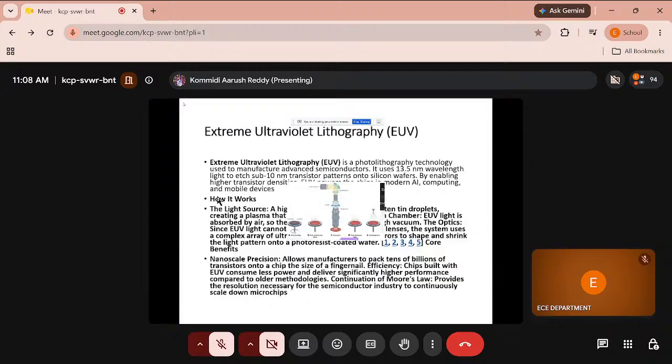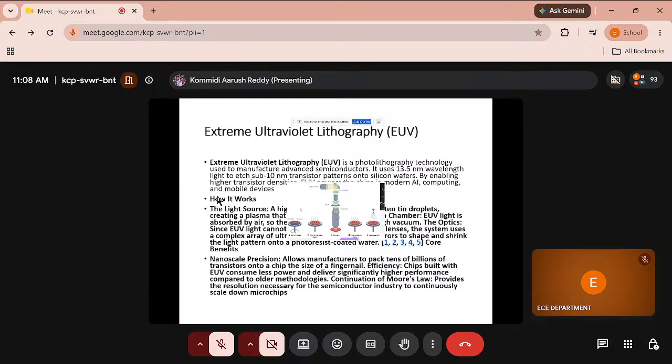The next upcoming technology is extreme ultraviolet lithography. In the normal lithography technique, the photoresist material is exposed to ultraviolet rays through a mask, which creates only a window in the mask in order to dope the materials. Extreme ultraviolet lithography is a more advanced version of fabrication technology used in manufacturing semiconductors. It uses light of 13.5 nanometer wavelength to etch sub-10 nanometer transistor patterns onto the silicon.